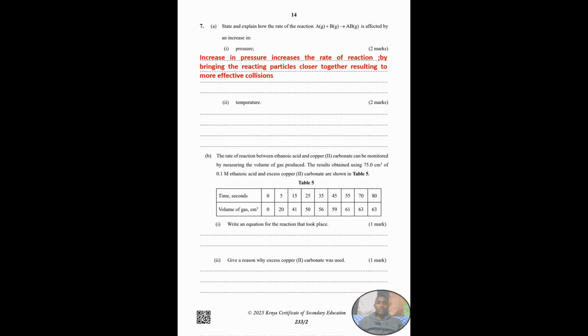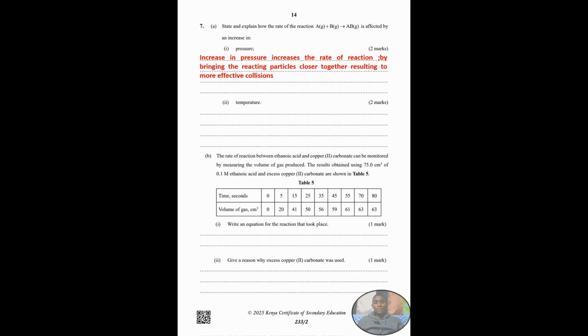So in our case, we have A reacting with B to form AB, and they are all gases, and even the product is a gas. How does pressure affect the rate of the reaction? Increase in pressure increases the rate of reaction by bringing the reacting particles closer together, which results in more effective collisions. And when the collisions increase, the rate of reaction also increases.